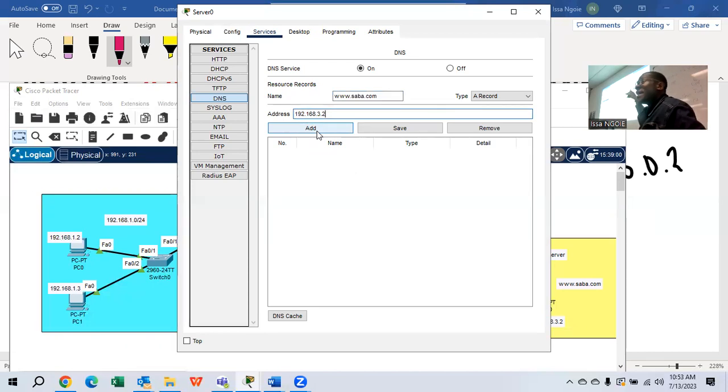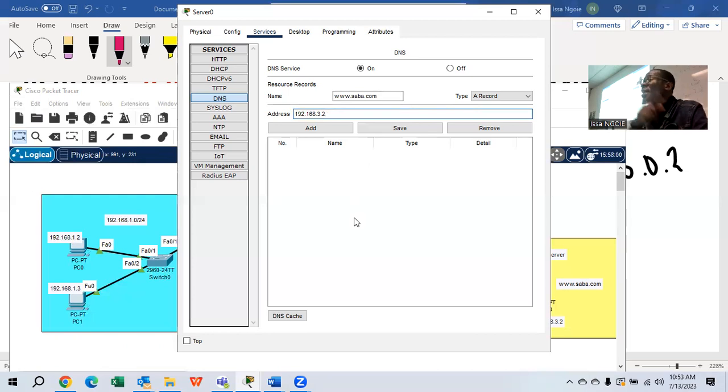So what does it mean here? When you go to DNS, first you activate it. But what we are doing here means this: this is the IP address of your server, the computer that is keeping the code of the website. Now you are saying, when somebody types www.saba.com, it has to provide the website. So you are matching this domain name to this IP.